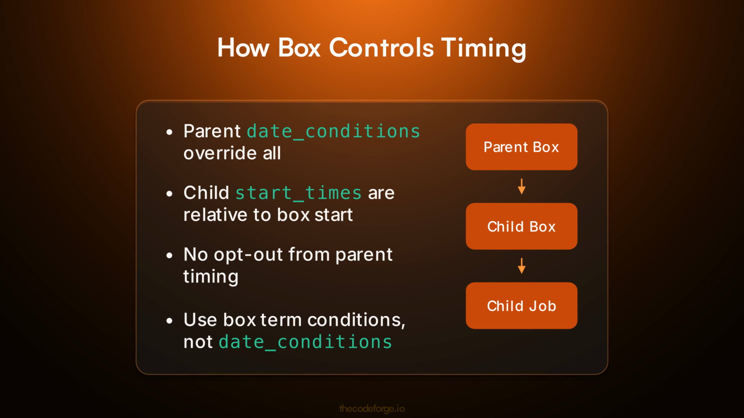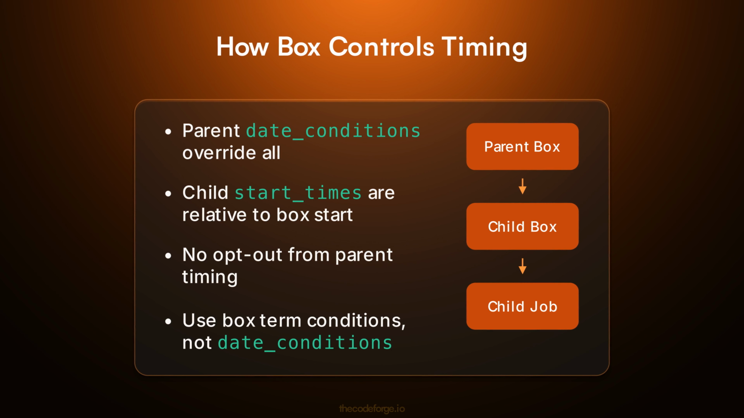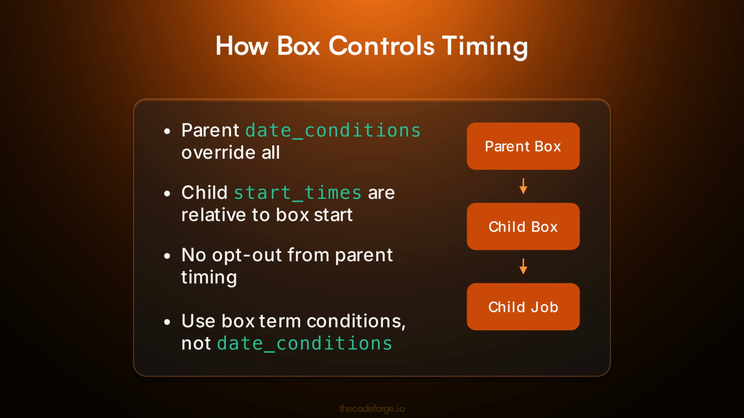The core mechanic: a parent box's date conditions override the timing of all child boxes and their jobs. If the parent has date_conditions equals Y, the entire subtree waits for the parent's start time. Setting date_conditions equals N on a child does not bypass the parent's timing.